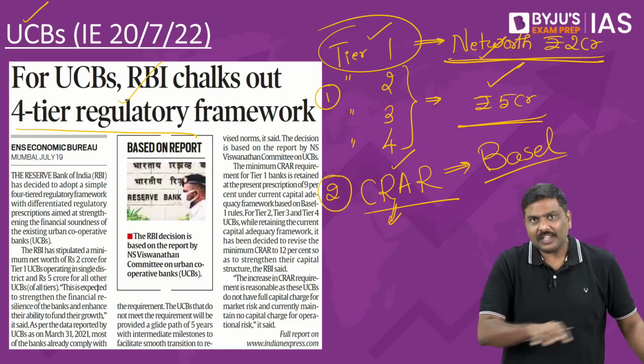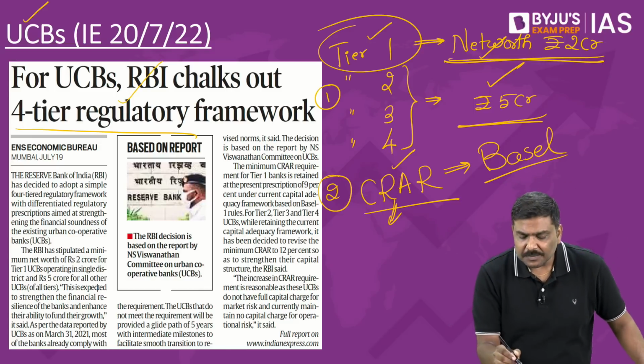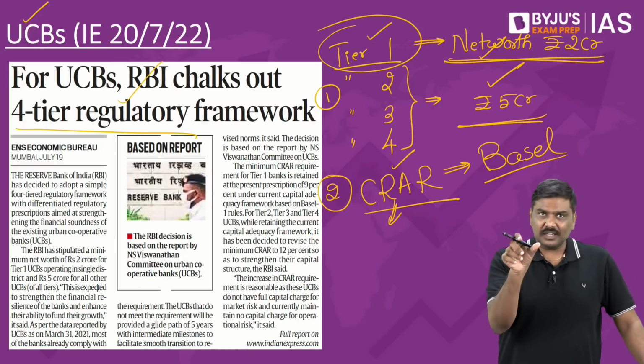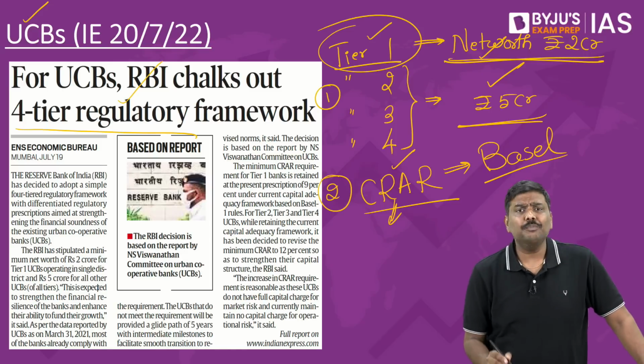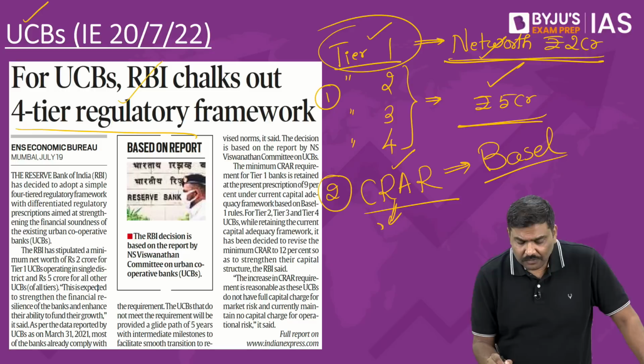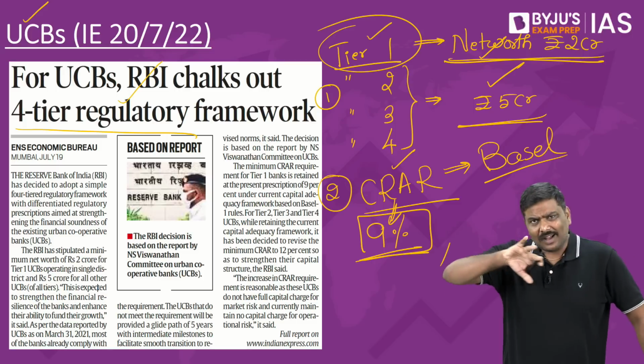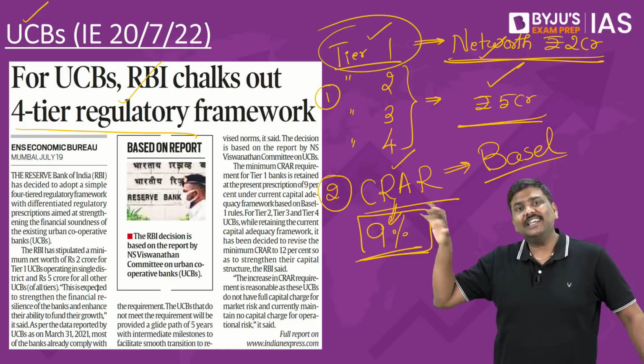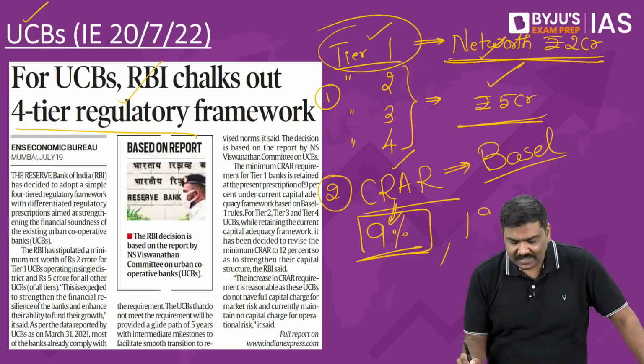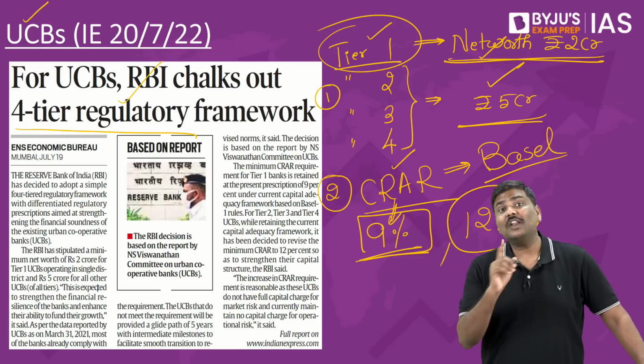RBI now, for the UCBs, says that these particular UCBs which are classified under tier 1 will have to maintain a CRAR of 9%. And all the other tier 2, tier 3 and tier 4 banks will have to increase this particular CRAR to 12%.